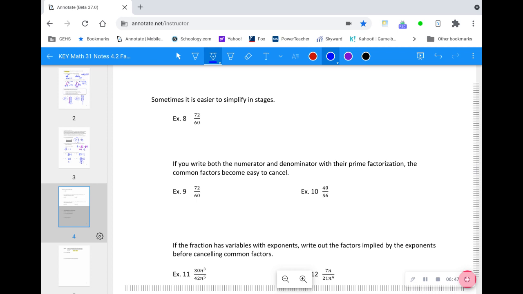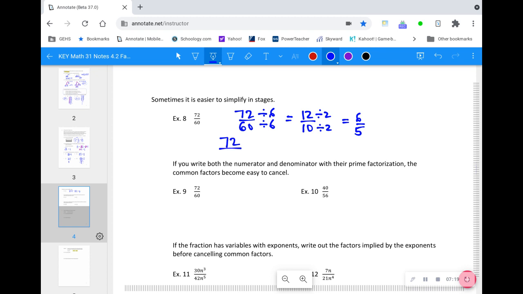Okay, 72 over 60. I mentioned you can divide these both by 12, but if you didn't see that, you can take this in stages. Let's say that you notice these are both divisible by 6. That would take you to 12 over 10. Well, then you just take it and divide it by 2, and you end up with your 6/5. That's one way to get that done. Here's another way to get it done.